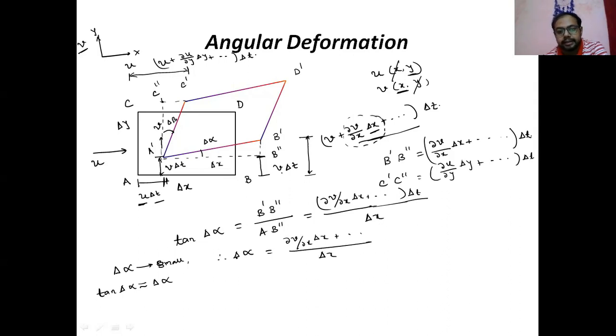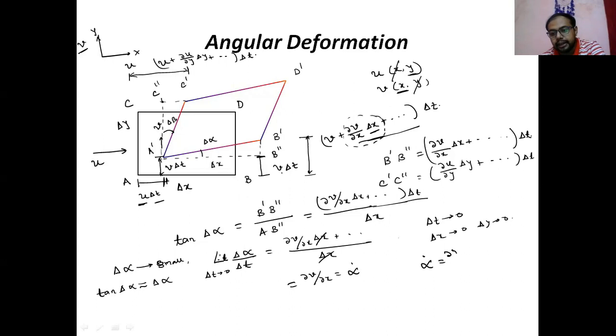If you take the delta T on this side, now if you apply the limiting condition, if delta T tends to 0, then delta X, delta Y, everything tends to 0. This will be cancelled out, and the higher order terms all become 0. So the only remaining part will be del V del X. So alpha dot is equal to del V del X, no doubt.